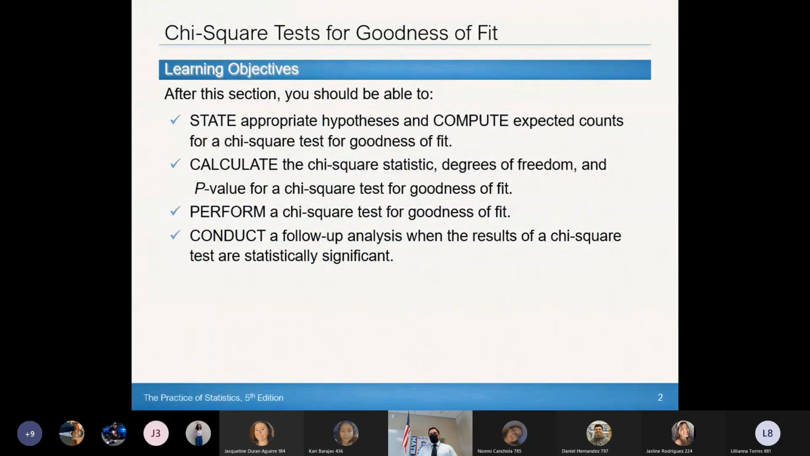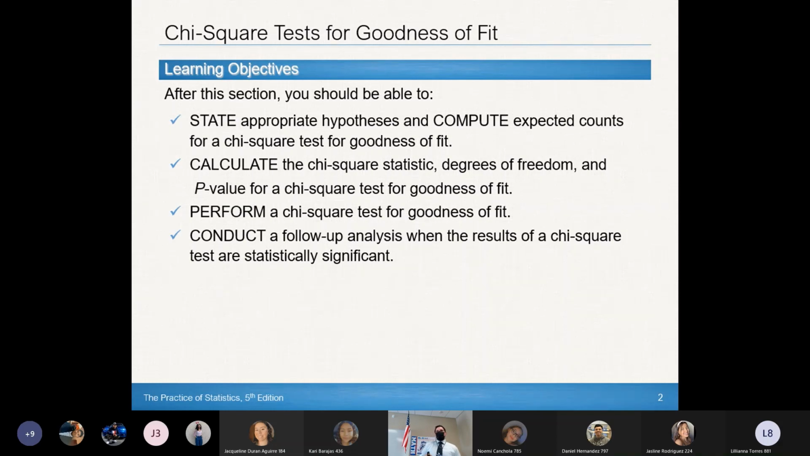So the objectives for today, we want to be able to state appropriate hypotheses and compute expected counts for a chi-square test of goodness of fit. We'll discuss what goodness of fit means momentarily. We need to calculate the chi-square statistic, degrees of freedom, and p-value for a chi-square test of goodness of fit, and perform a chi-square test for goodness of fit. Essentially, that third check mark is everything in the first 2 check marks put together.